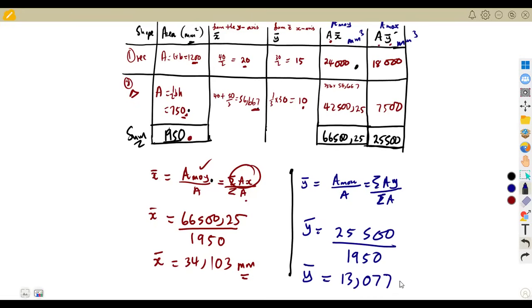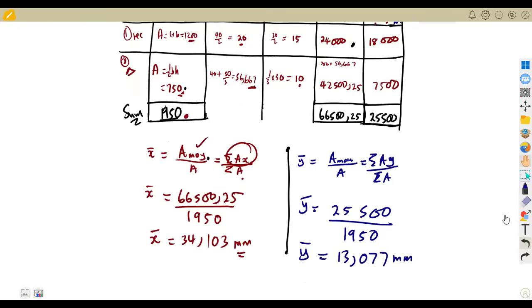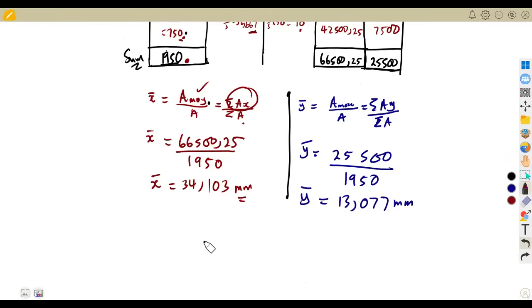That is in millimeters. As you can see, this is exactly what we had from the previous case. So as a point now, we take the X value, 34.103, and the Y value, 13.077. These are the coordinates. That is what we have as the coordinate of the centroid.